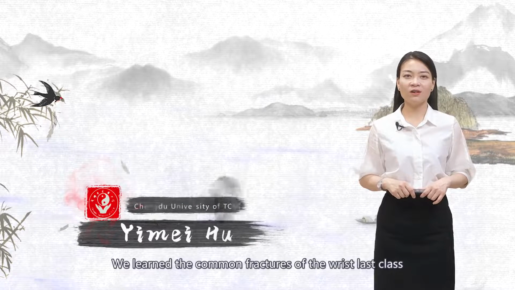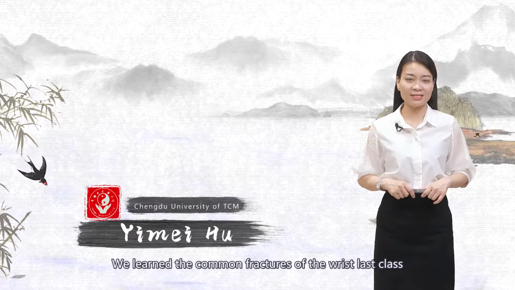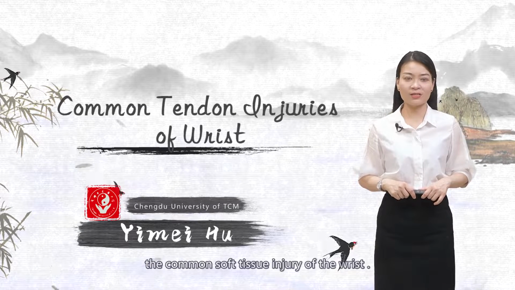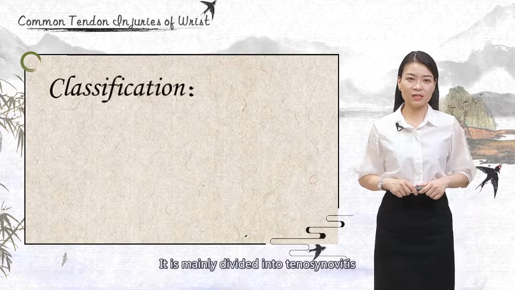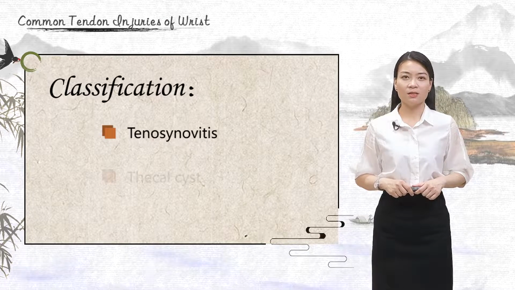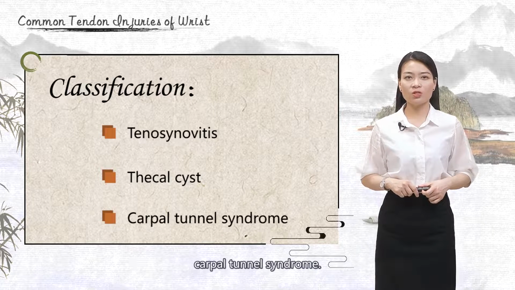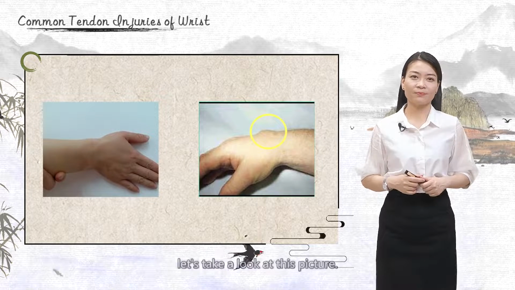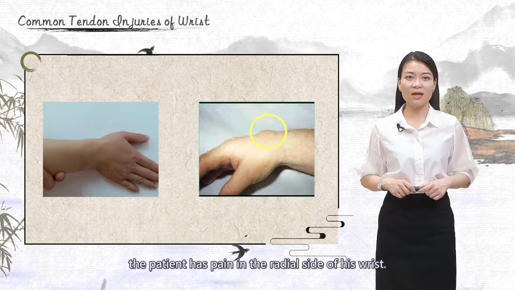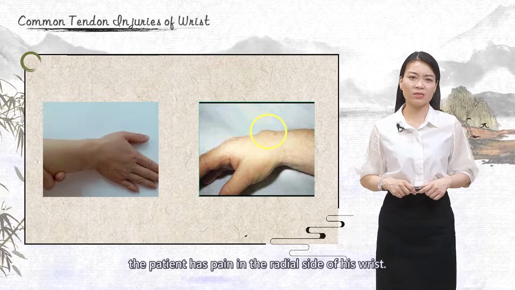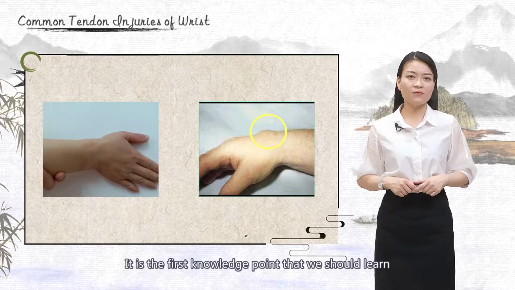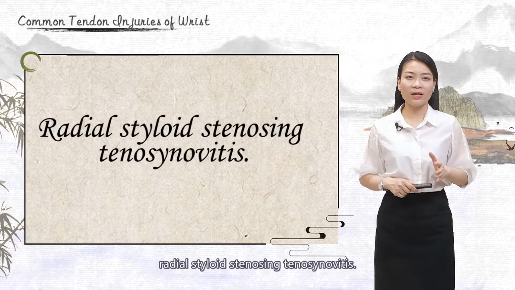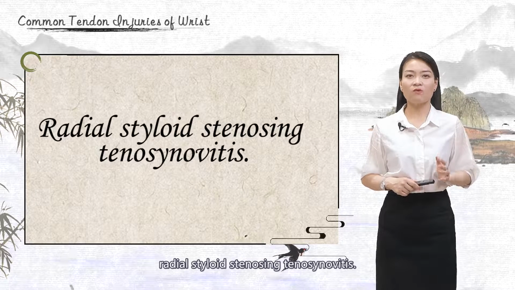Everyone, we have learned the common fractures of the wrist last class, and then we learned the common soft tissue injuries of the wrist. They are mainly divided into tendinosynovitis, cyst, and carpal tunnel syndrome. First of all, let's take a look at this picture. In the picture, the patient has pain in the radial side of his wrist. What's the problem? It's the first knowledge point that we should learn, that is radial styloid stenosing tendinosynovitis.